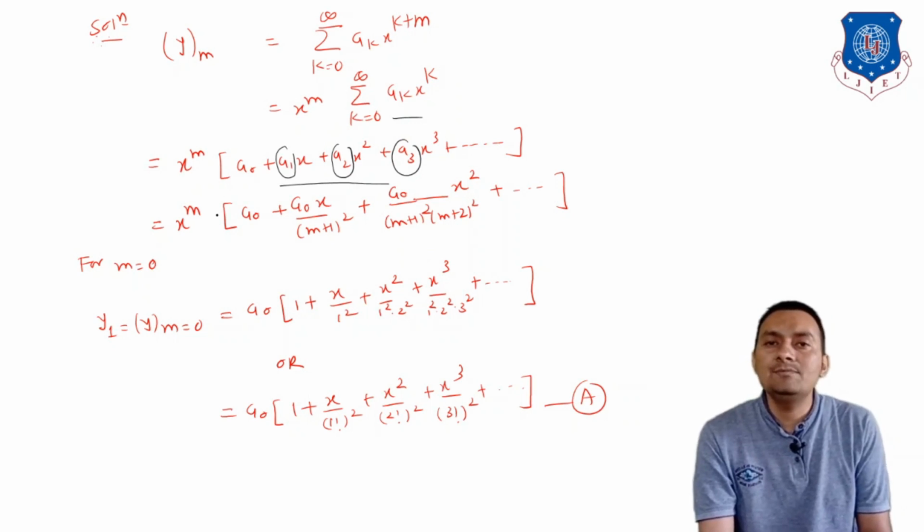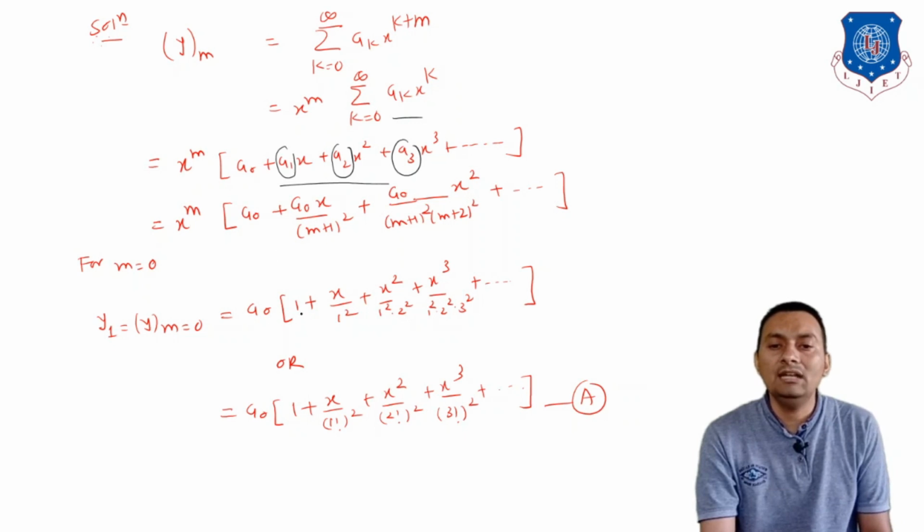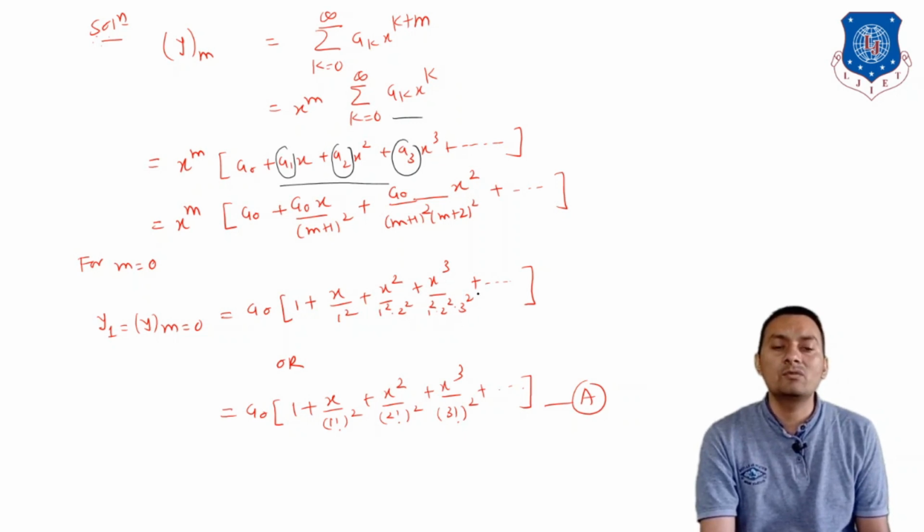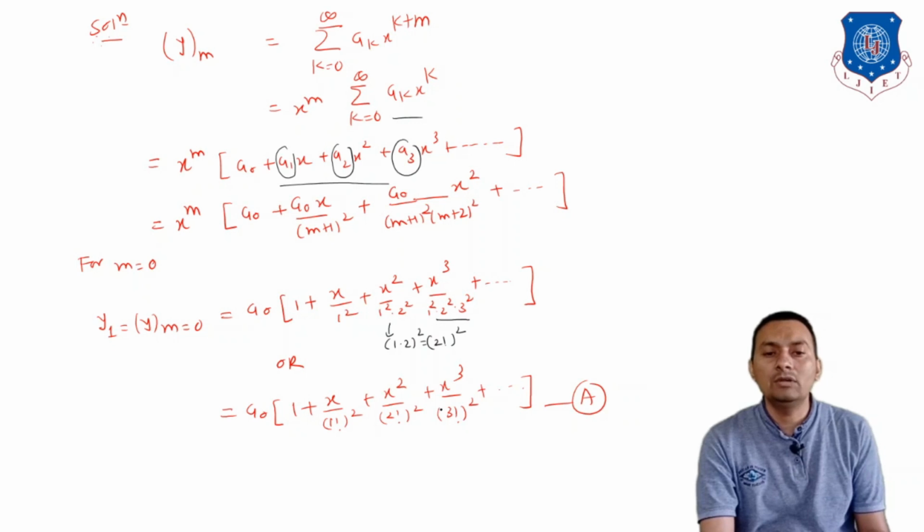After that, I'm taking the first solution when m is equal to 0. So what I will get: a0 will be common, and x raised to 0 will be 1, so 1 plus x divided by 1 square plus x square divided by 1 square 2 square, and similarly we can extend x cubed divided by 1 square 2 square 3 square plus and so on. Also you can write 1 factorial raised to power 2, 1 into 2 as 2 factorial raised to power 2, this is 3 factorial raised to power 2 and so on. And this is our equation number A.